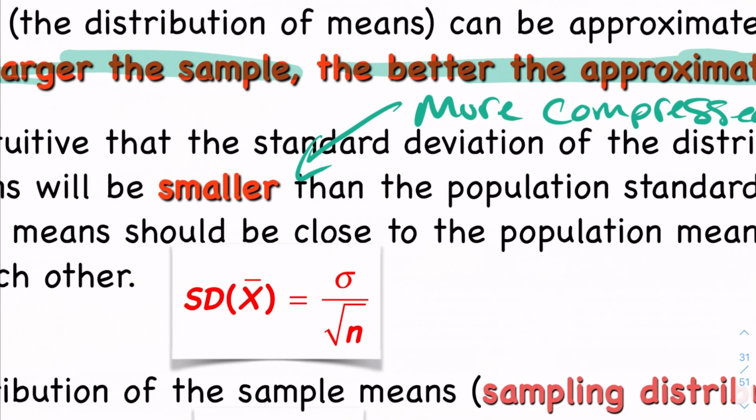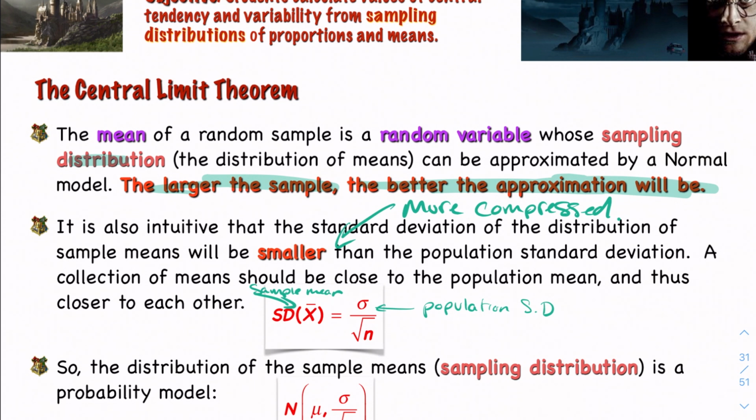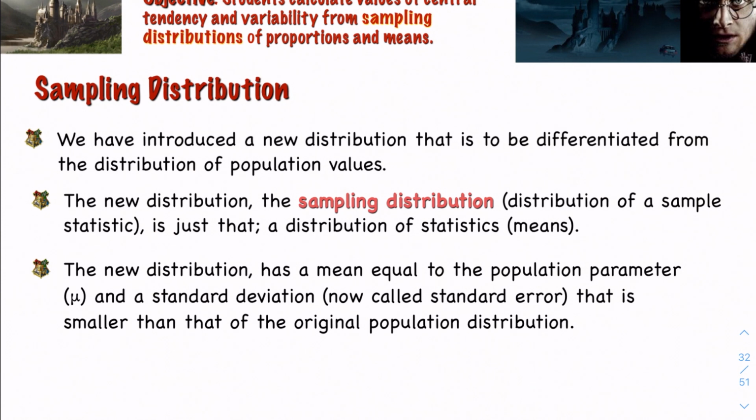So the way we write this standard error is the standard deviation of our sample mean is our population standard deviation divided by the square root of n. So the distribution of the sample means, the sampling distribution, is a probability model that follows the normal model, with a mean of mu, which is our population parameter's mean, and a standard error. Note that I'm saying not standard deviation, but standard error, of sigma over the square root of n, our standard deviation over the square root of n.